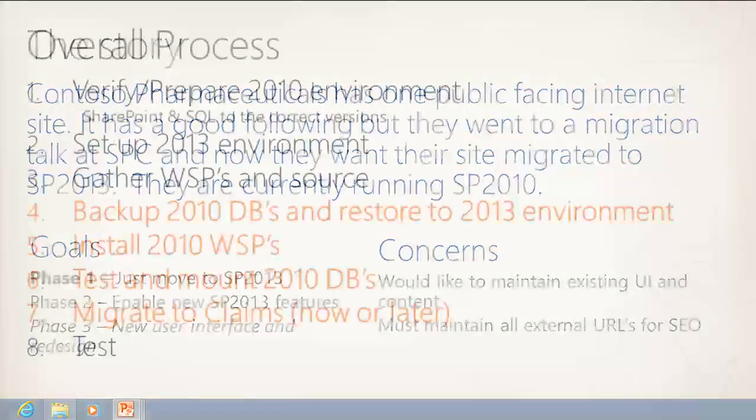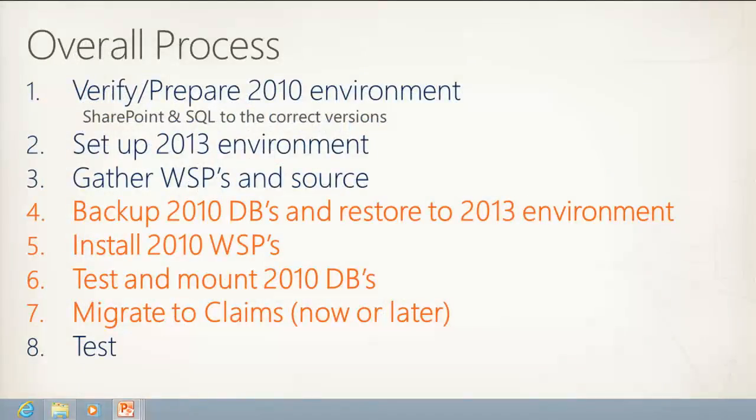The overall process we're going to go through is kind of this step by step. The things in orange are the things that I've done already. So I've backed up and restored. I've installed my WSPs, and I've mounted my SharePoint 2010 content database, and I have migrated over to claims. So I've done that. We're going to go to that last one, which is test. We're going to go see that right now.